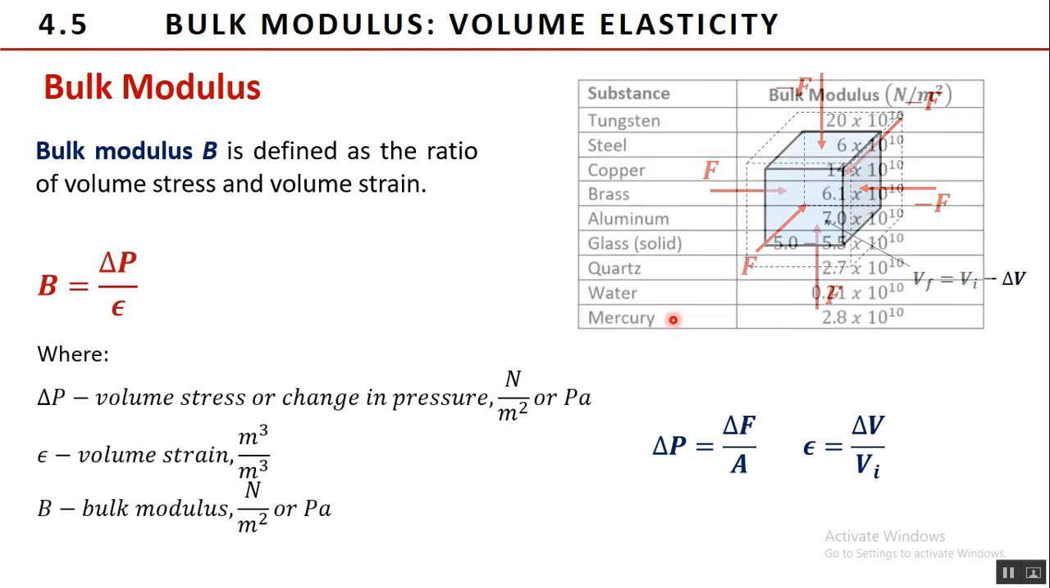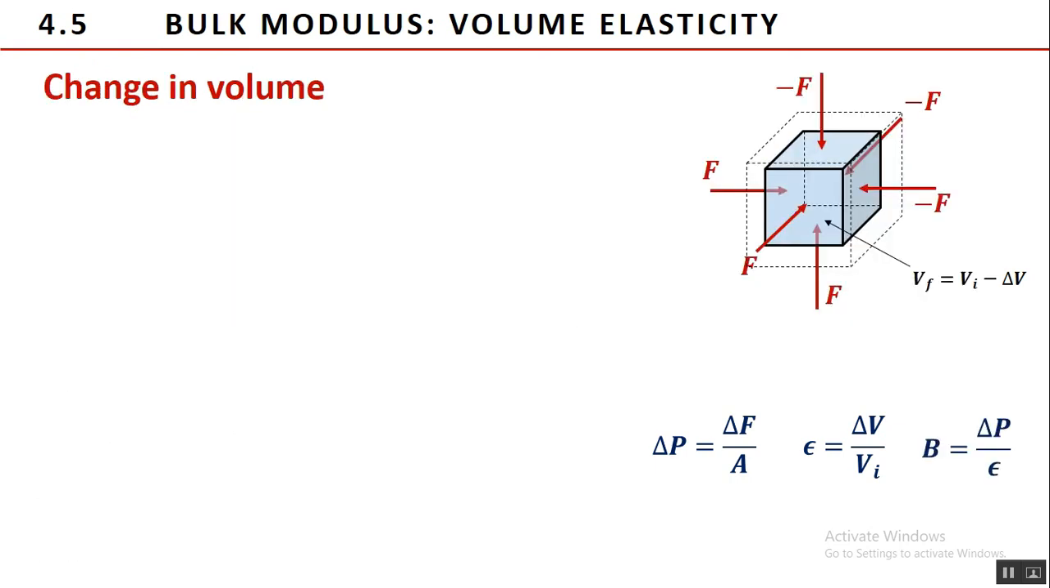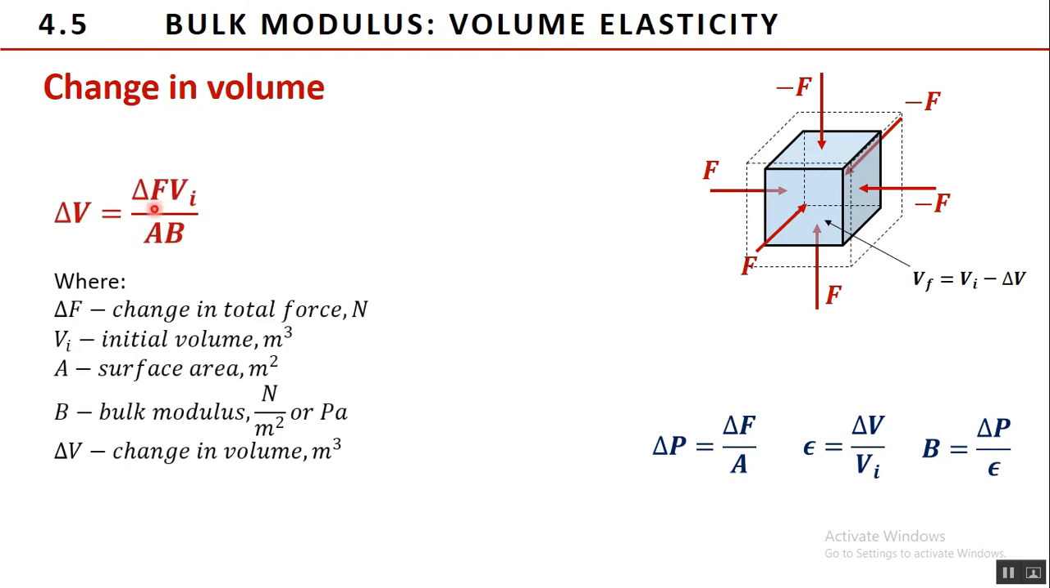The table below shows the values of bulk modulus for different substances. In this table, we can see that tungsten still has the greatest value of bulk modulus. If we apply the equations for volume stress, volume strain, and bulk modulus, we can derive an equation that defines the change in volume, delta V, as the product of the change in total force, delta F, and the initial volume V sub i, divided by the product of the surface area A, and the bulk modulus.